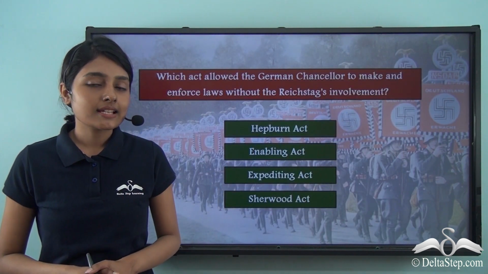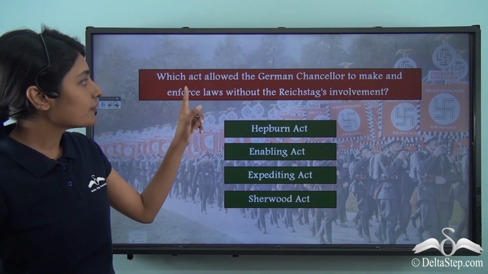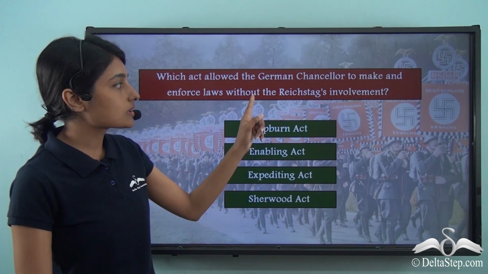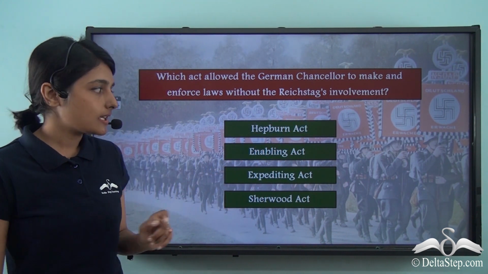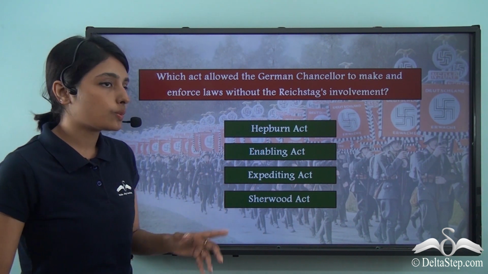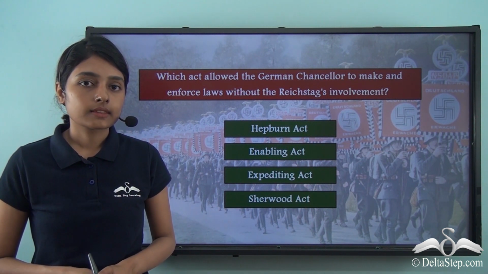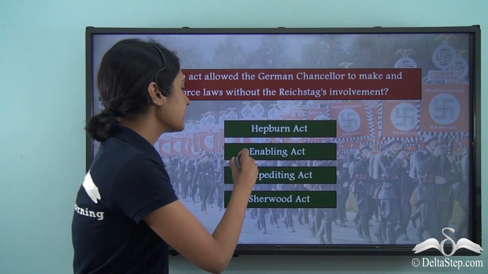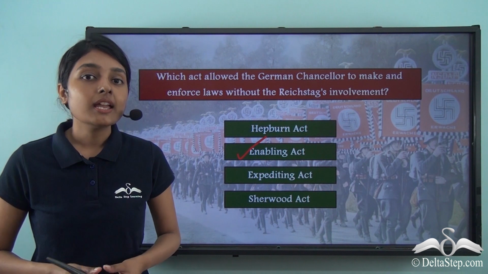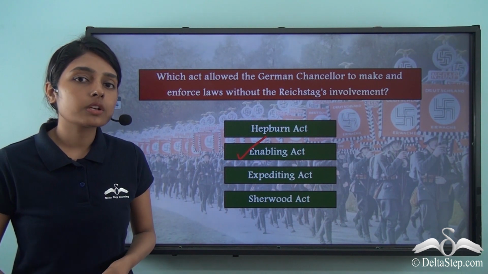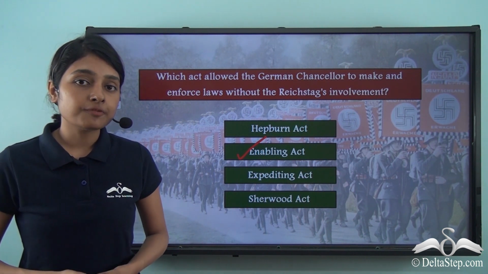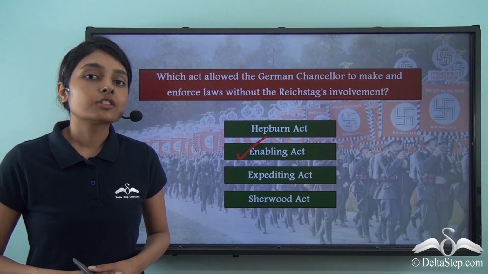Before proceeding with this lesson, let me ask you a question. Which act allowed the German Chancellor to make and enforce laws without the Reichstag's involvement? Was it the Hepburn Act, the Enabling Act, the Expediting Act, or the Sherwood Act? Well, the correct answer is the Enabling Act. The Enabling Act that was passed in 1933 gave the German Chancellor the power and the authority to make and enforce laws without the Reichstag's involvement, without the approval of the German president.